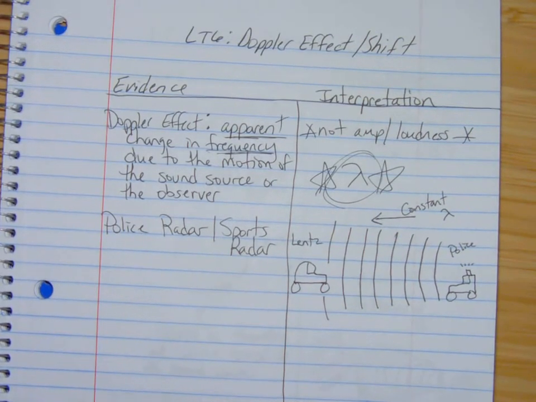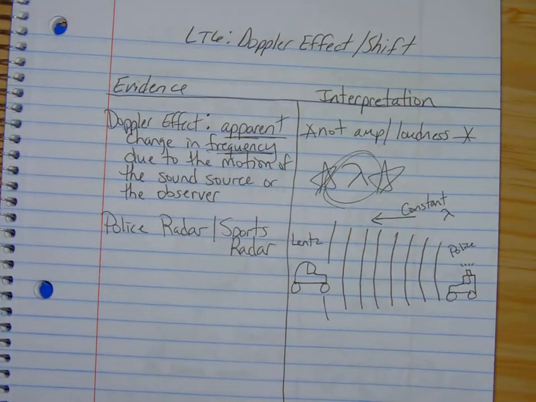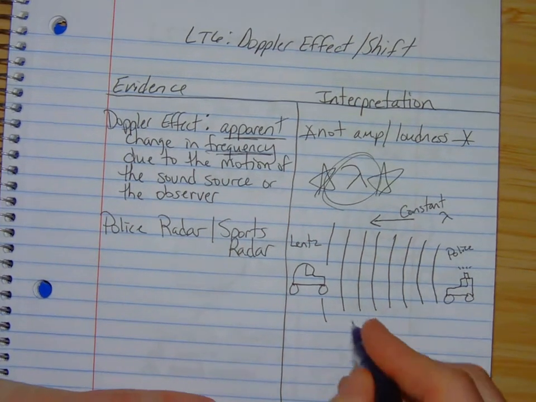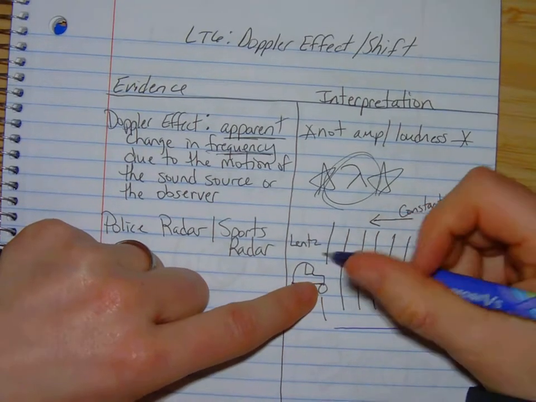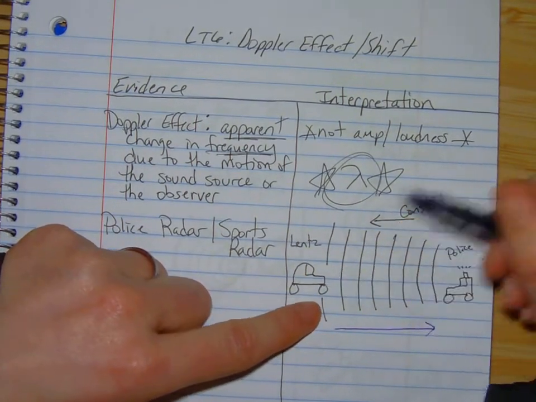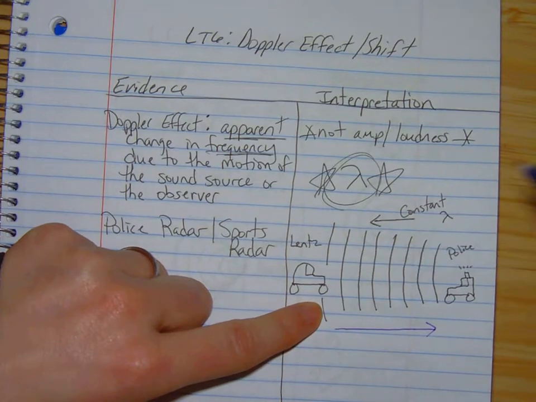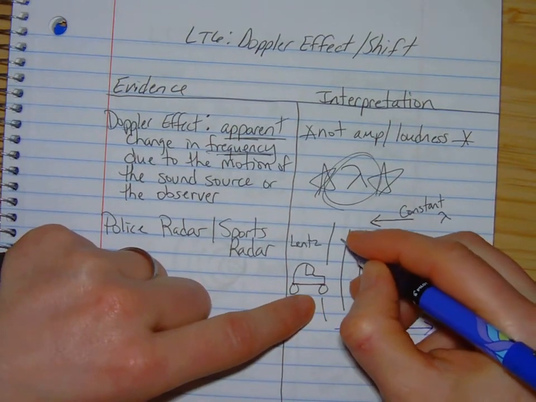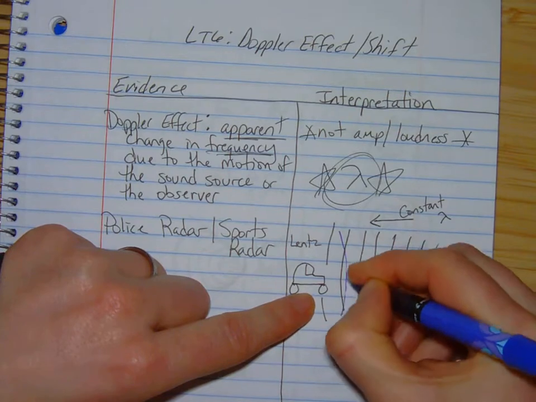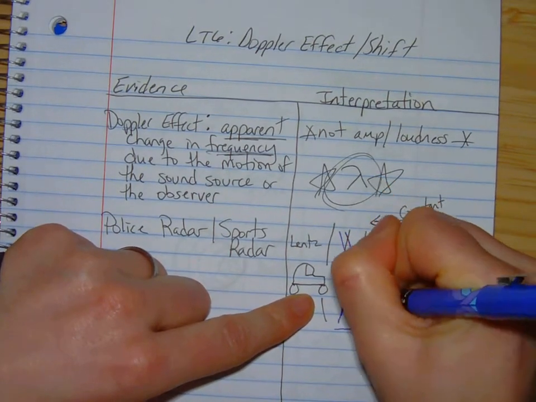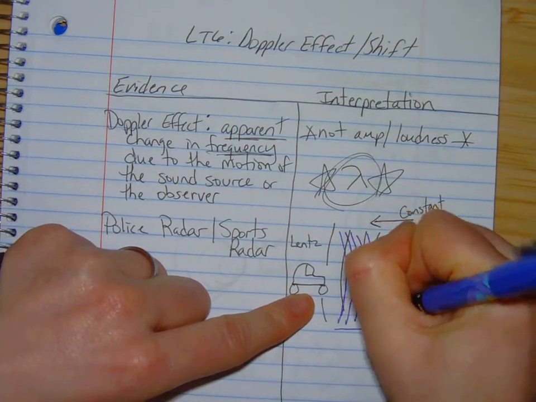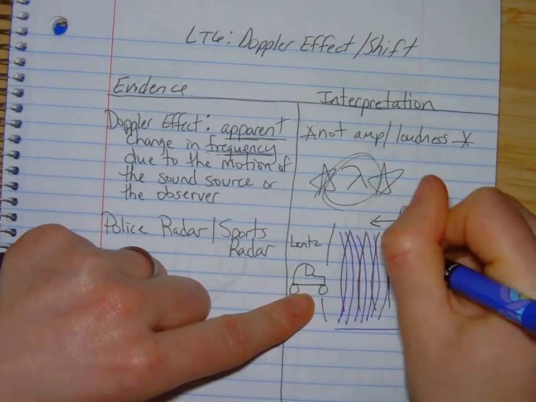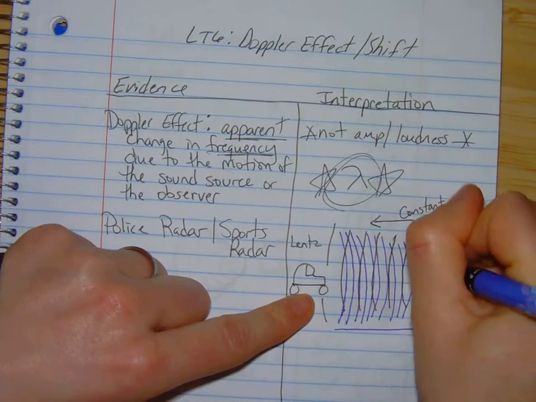Now, what's going to happen if an object is traveling towards the police officer? Okay, they're traveling towards the police officer. So here we go. This car, which I forgot, my roller skate, I'm coming towards the police officer. I'm going to smush those waves together. So the wavelengths that return are going to be closer together. Okay, because I'm bouncing them back to him. I'm bouncing them this way. So here we go. I know it looks messy.